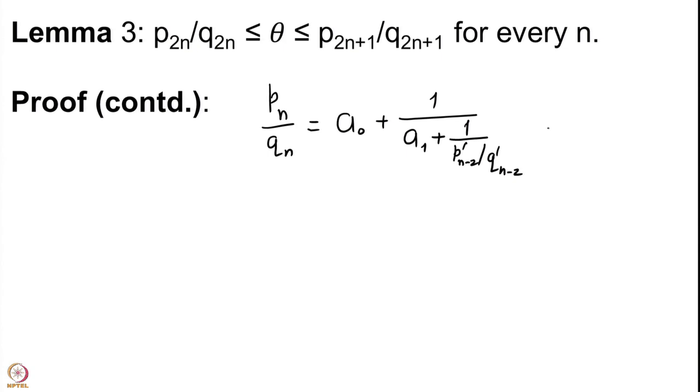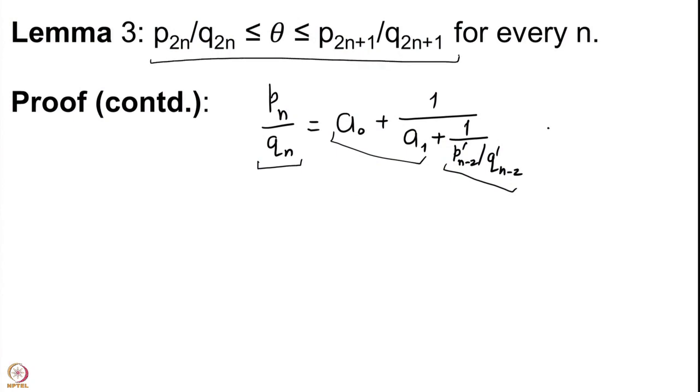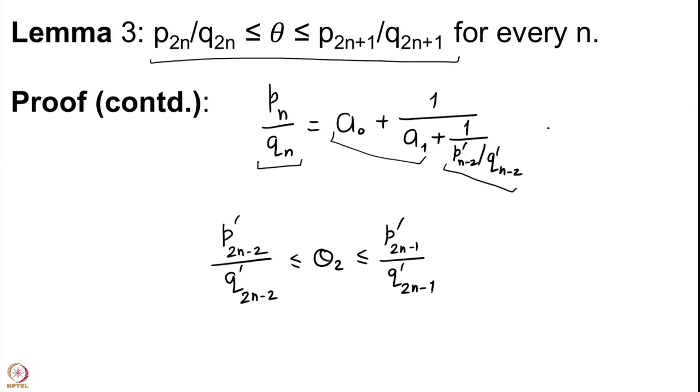Whenever you have a convergent with the subscript k, it should involve k plus 1 integers. So, here you will have 2n minus 2 plus 1 integers, and then these two will give you 2n plus 1 integers, which is what we should get in the continued fraction expansion for Pn by Qn. Okay, so we observe this, and now since theta 2 satisfies this, for every m up to n minus 1, we have that p prime 2n minus 2 upon q prime 2n minus 2 is less than or equal to theta 2, which is less than or equal to p prime 2n minus 1 upon q prime 2n minus 1. So, this inequality holds for theta 2.